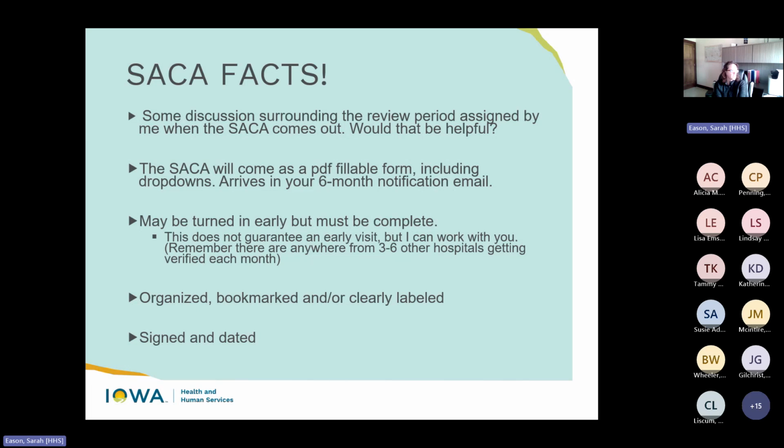Okay, other SACA facts. It may be turned in early, prior to the due date. In our example here, April 1st, or whatever it is, 2 months. If you have been working on your SACA, it may be turned in early prior to the due date of the SACA. However, that doesn't guarantee you an early visit. Again, I've got a pretty scheduled distribution of all the hospitals, so it's really hard to maneuver sites around without maneuvering somebody else.